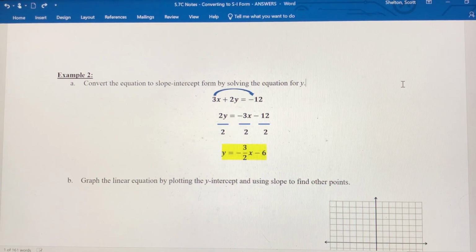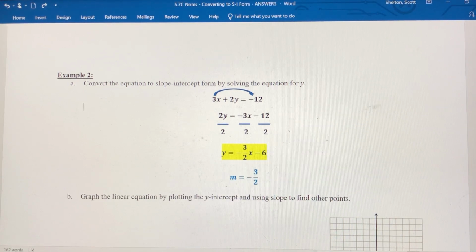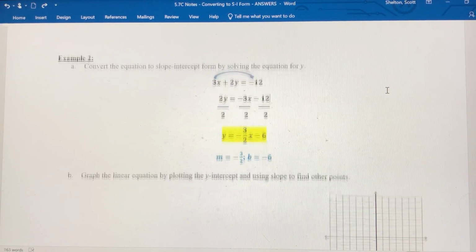Let's show those steps. 2y over 2 is 1y, so I'm good to go there. Negative 3x over 2 is negative 3 halves x. And negative 12 over 2 is negative 6. So again, this is in slope-intercept form. The slope is always going to be the coefficient of x, or the number in front of x, and that's going to be negative 3 halves. And the y-intercept is going to be this constant out here that's by itself, in this case, negative 6.